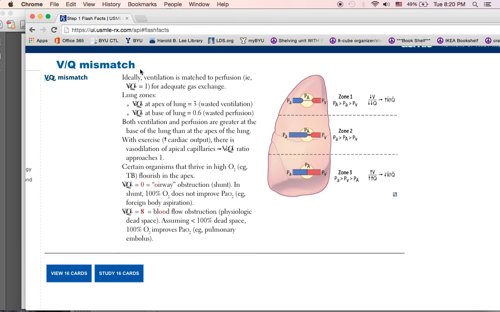Okay, and this is just an excerpt from First Aid. So the apex of the lung, let's say it's about 3. At the base of the lung, let's say it's about 0.6. At the apex of the lung, you're going to have a higher concentration of oxygen than at the base of the lung. And right here there's going to be too much ventilation, so it's going to be wasted ventilation. And down here, there's going to be too much perfusion, so it's going to be wasted perfusion. And remember, in an ideal situation, this VQ would be 1, meaning we'd have ventilation to match the blood flow.